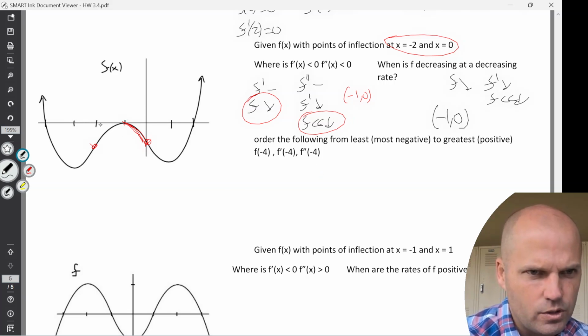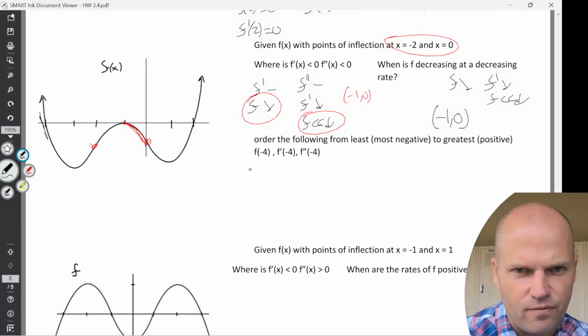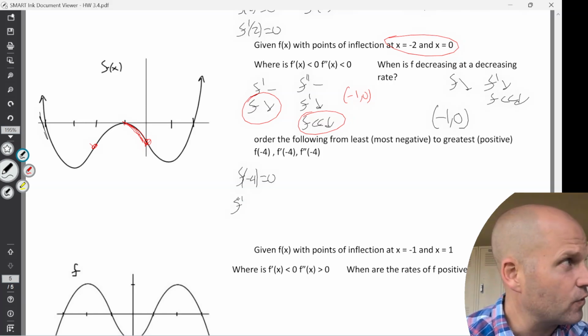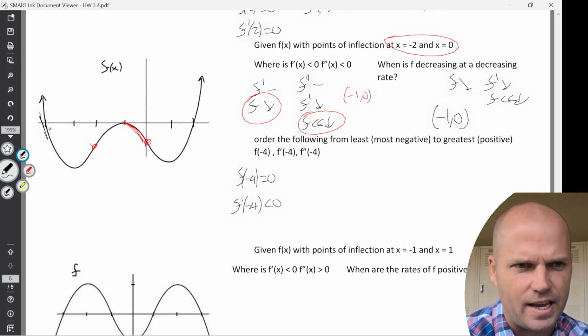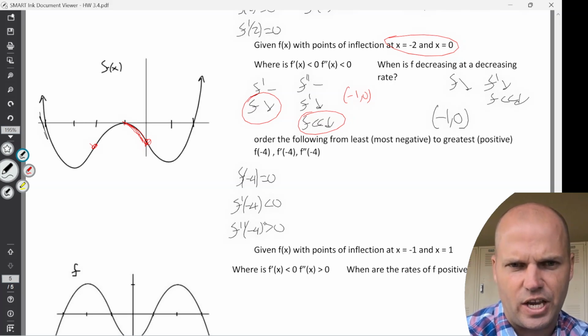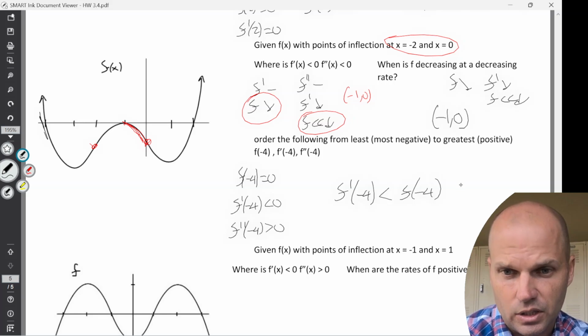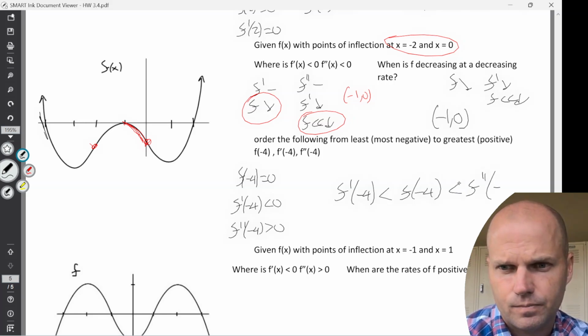Let's look at -4. 1, 2, 3, 4. I can see that the function value is 0. I can see that the first derivative is negative. And I can see that the concavity of f is concave up, which means the second derivative has to be positive. So now I'm going to go f prime is less than f, which is less than f double prime.